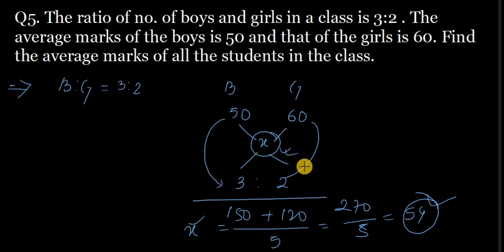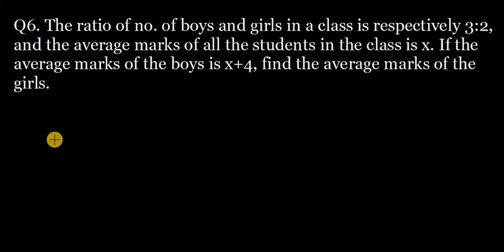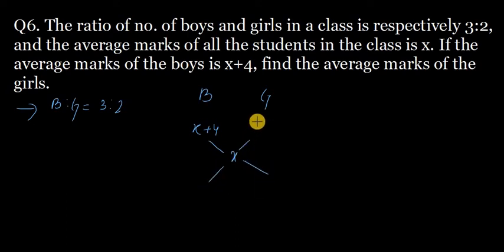Next question. The ratio of number of boys and girls in the class is respectively 3:2 and the average marks of all the students in the class is x. If the average marks of the boys is x plus 4, find the average marks of the girls. So the boys to girls ratio is 3:2. The average marks of boys is x plus 4, the average of all the students is x, then the average marks of girls is to be found.